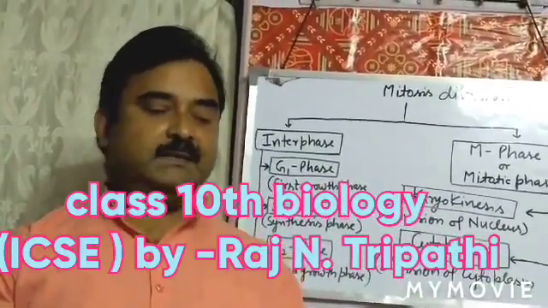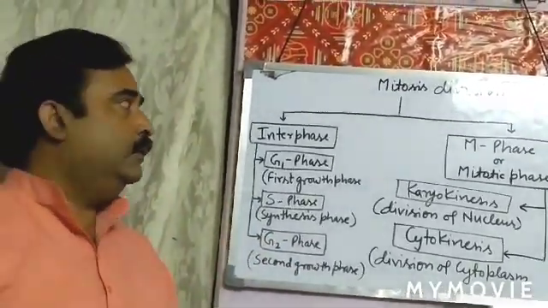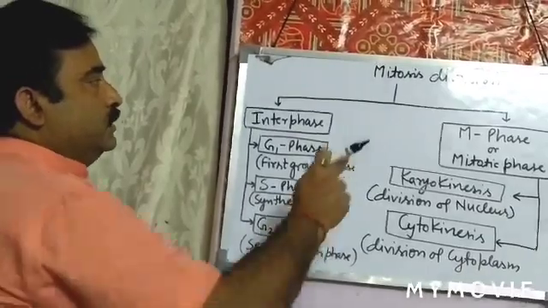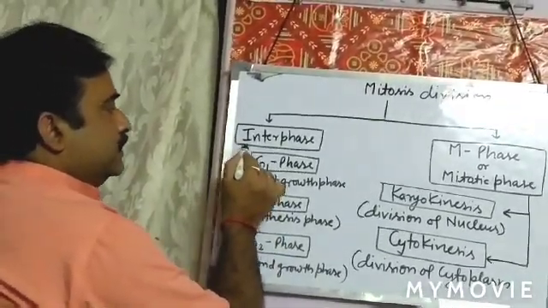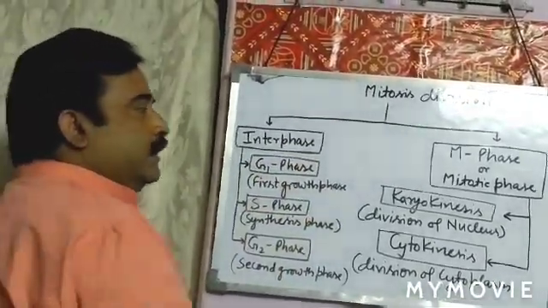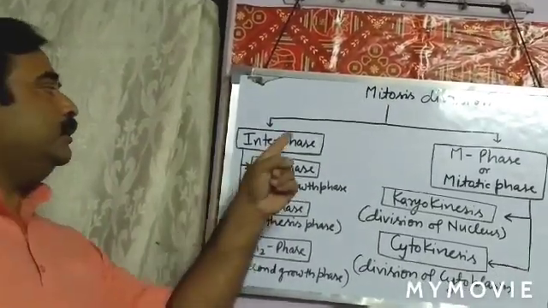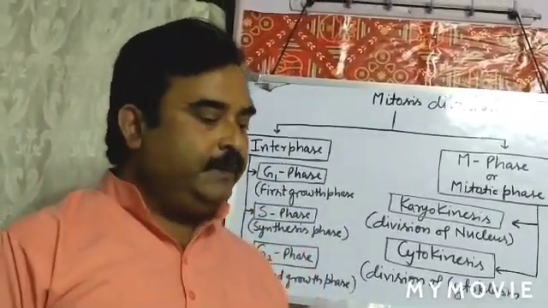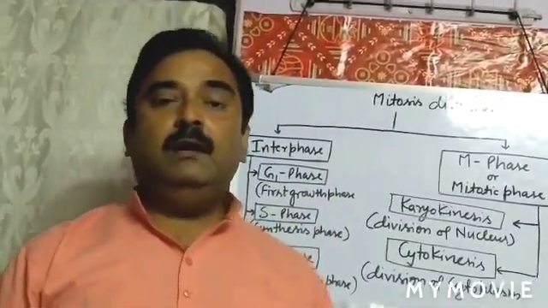As we already started the mitosis division, now we are going to explain how the division takes place. The mitosis division occurs in two phases. The first is interphase, and the second is M phase or mitotic phase. Interphase is a phase in which the cell prepares itself for the division, and by the division it produces the daughter cells.